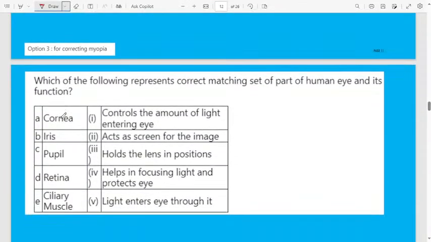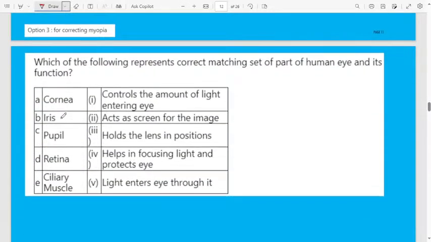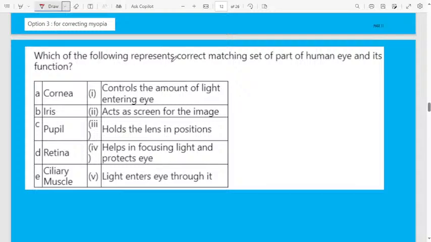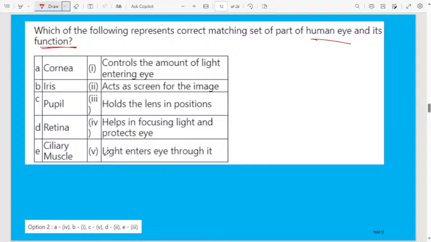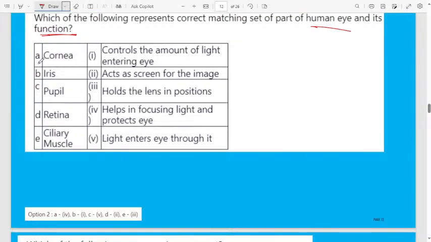Next, I already explained these, but here they are asking which of the following represents the correct matching set of human eye and its function. Already I explained in detail the function of cornea, iris, pupil, retina, ciliary muscles. Answer the question. First one: cornea helps in focusing light and protects the eye.